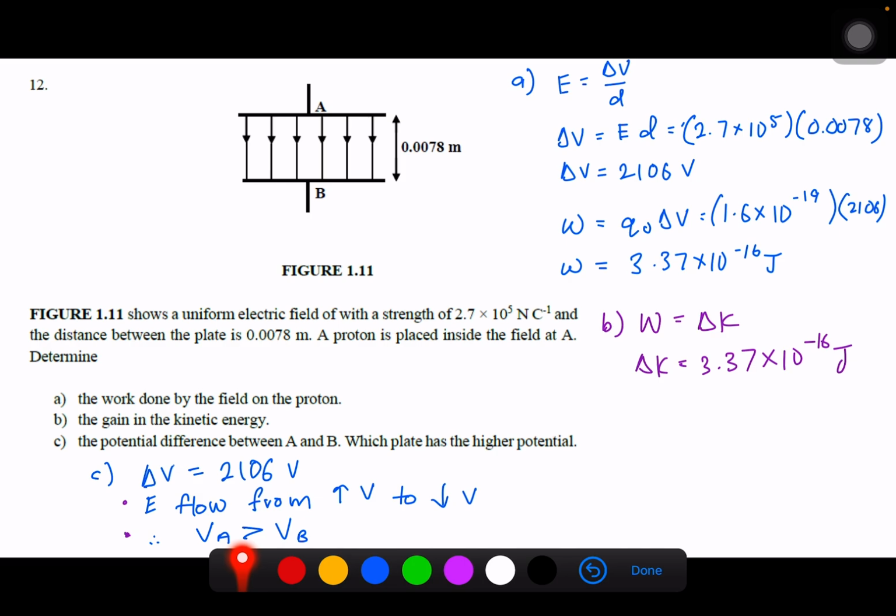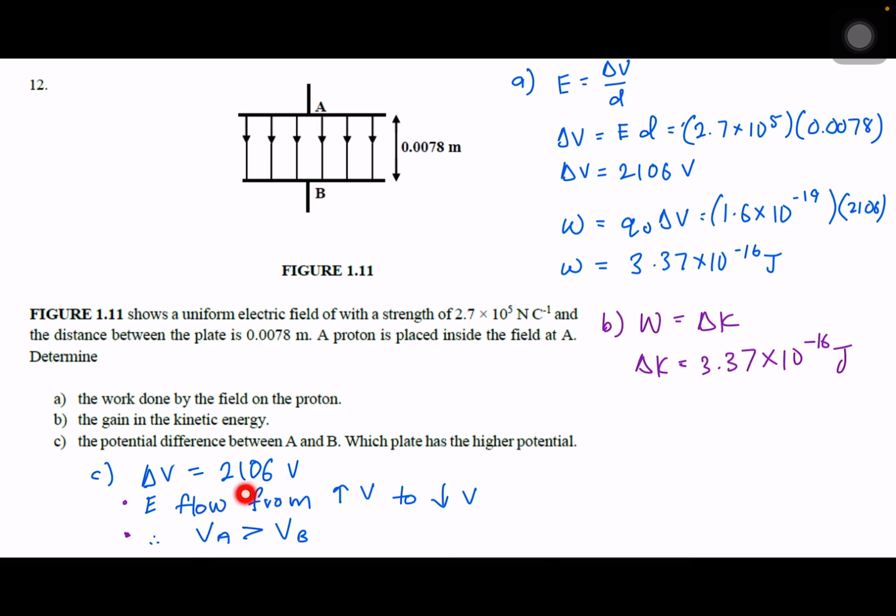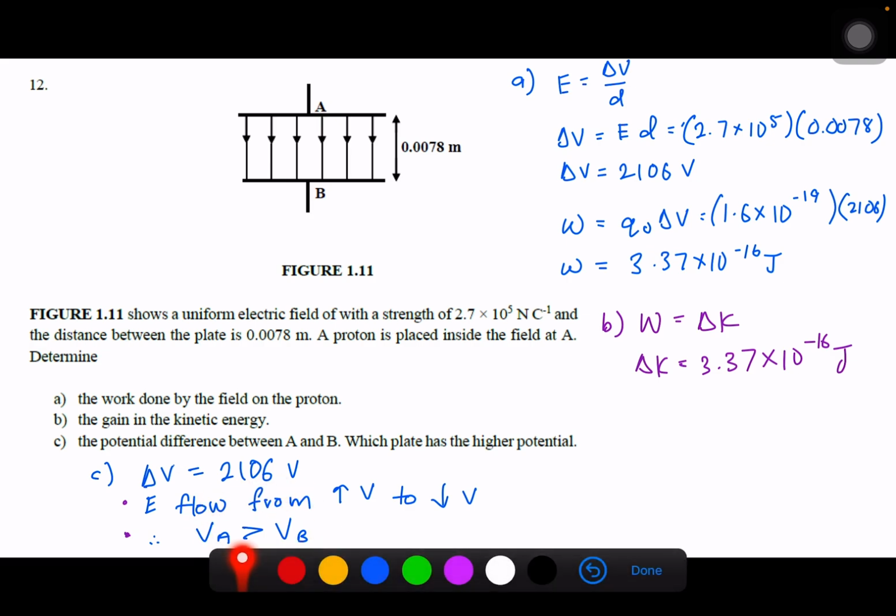So the electric field will always flow from higher potential to lower potential. Like in this case, you can see that the direction is downwards. So it means that above here, A has higher potential compared to B. Remember, I repeat, the electric field must flow from higher potential towards lower potential. So here V at A is higher than V at B. So plate A has higher potential. Maybe you want to rewrite that one.